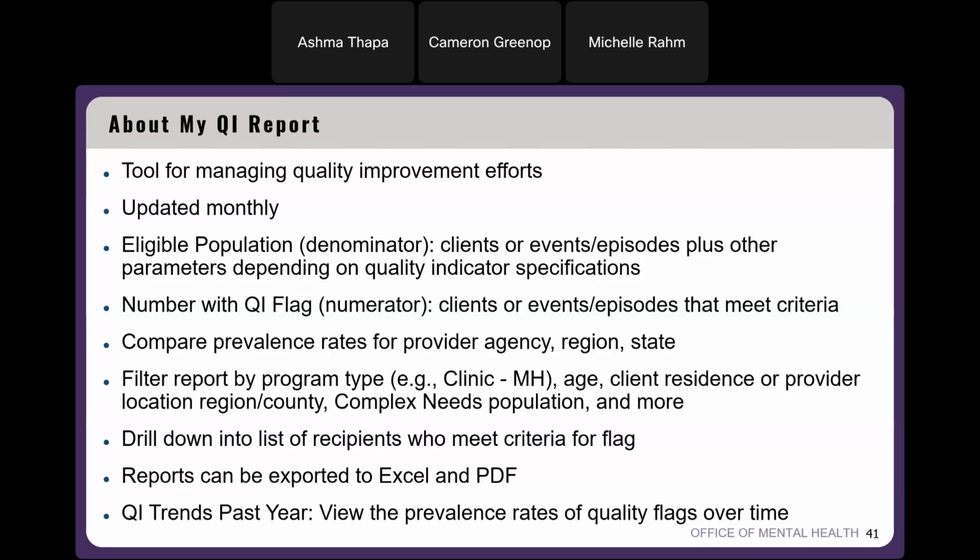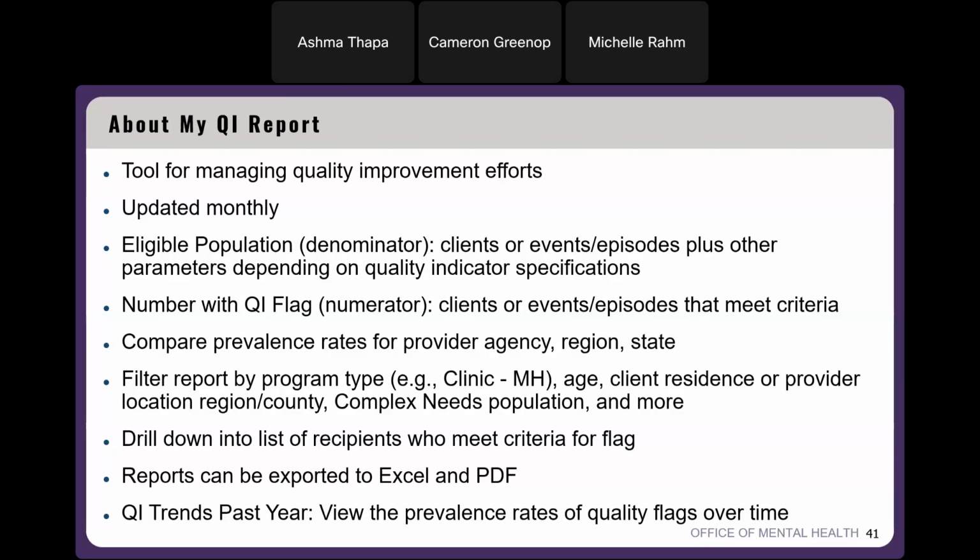I would like to make a note that each quality indicator measure has its own specifications, and these can differ from flag to flag. So it is really important to refer to our technical specifications document that can be found on our PSYCKES website. So going back to our numerator specification, these identify the clients who meet the criteria for that specific flag.